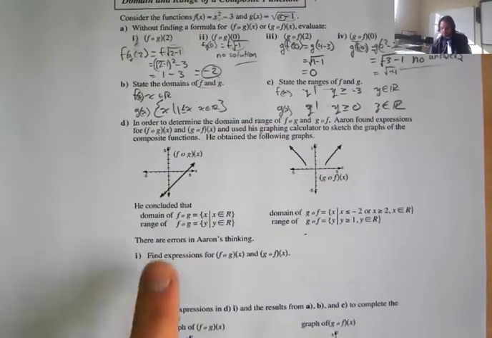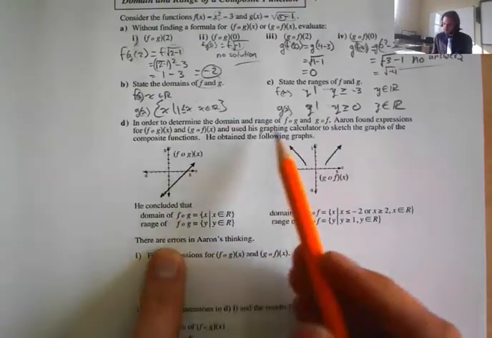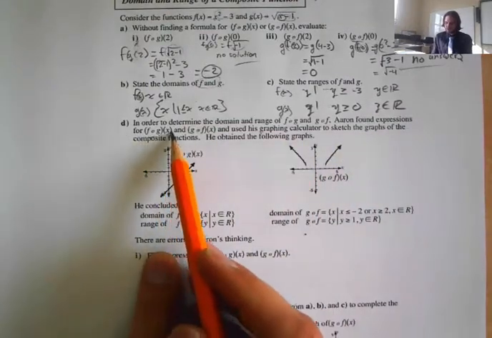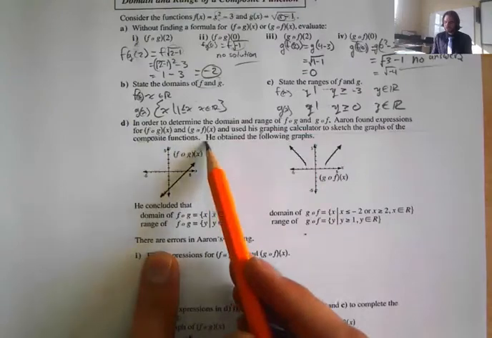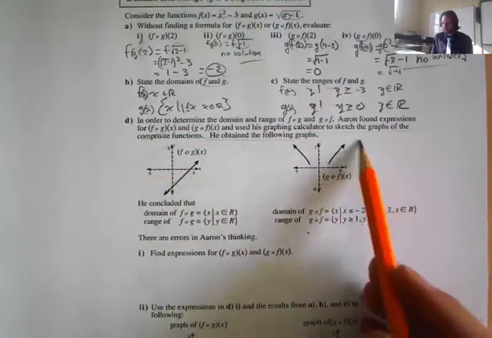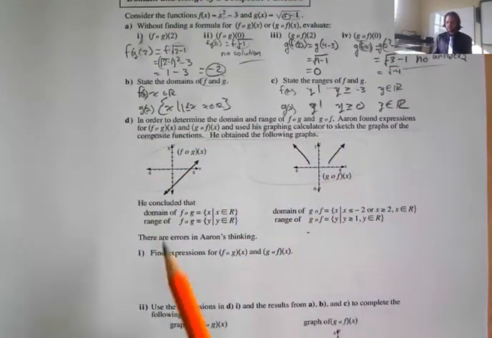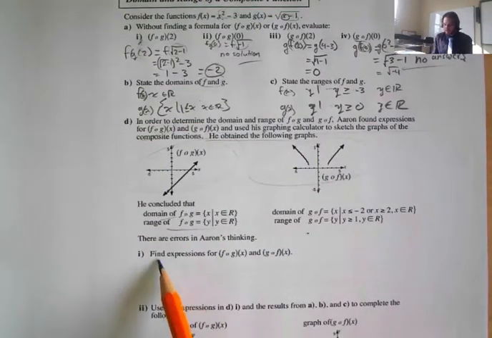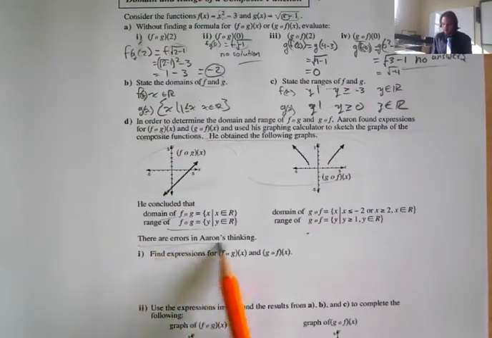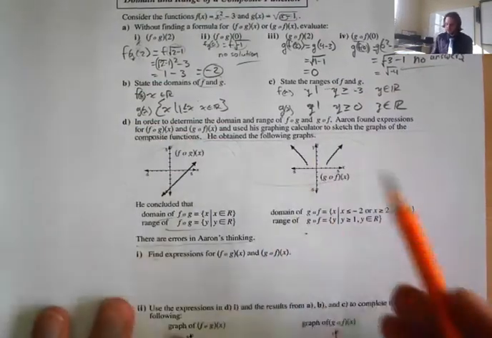Now, here we have Aaron. Aaron found the expressions of each one, and he used the graphing calculator to graph the composite functions. He attained the following graphs. Okay? So here's his domain, and here's his range. Now it says, find the expression. There are errors in Aaron's thinking.